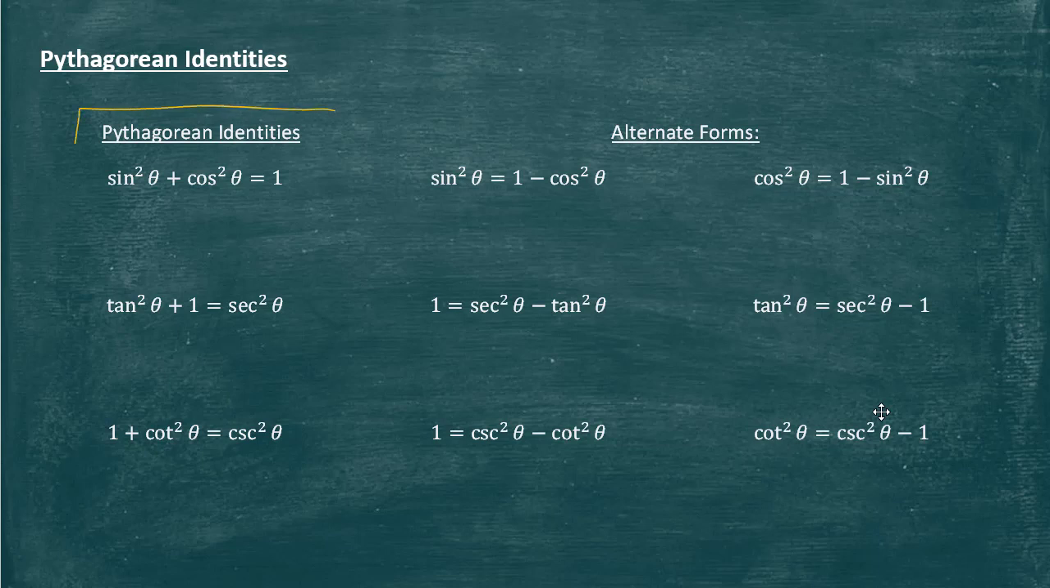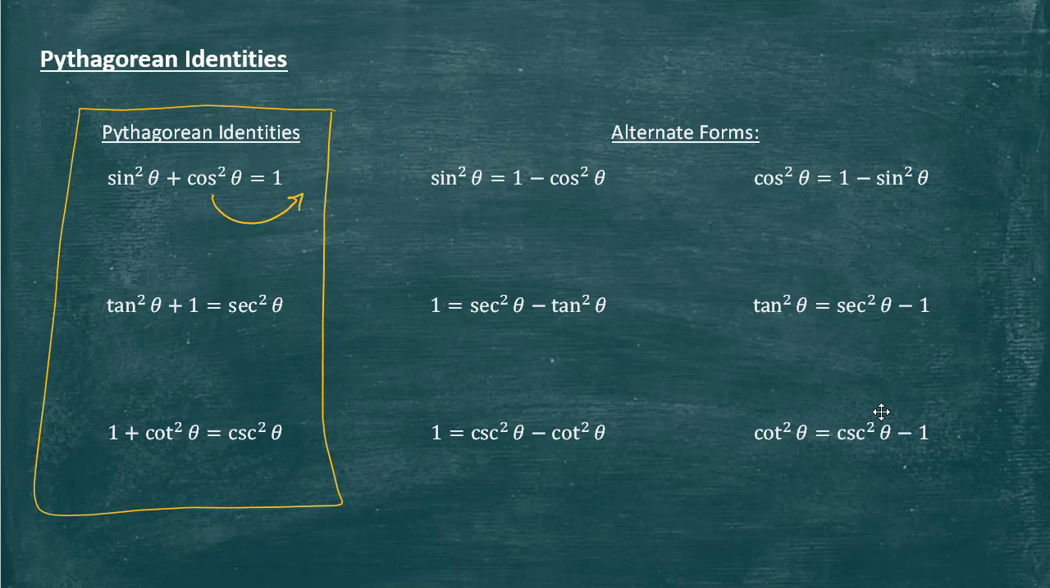And really, it's just this group of 3 on the left, and then the alternate forms are just isolating different parts of each of those equations. So notice the Pythagorean identity, the very first one there, sine squared of theta plus cosine squared of theta equaling 1. Each of the alternative forms are basically just taking a term and then moving it over to the other side.